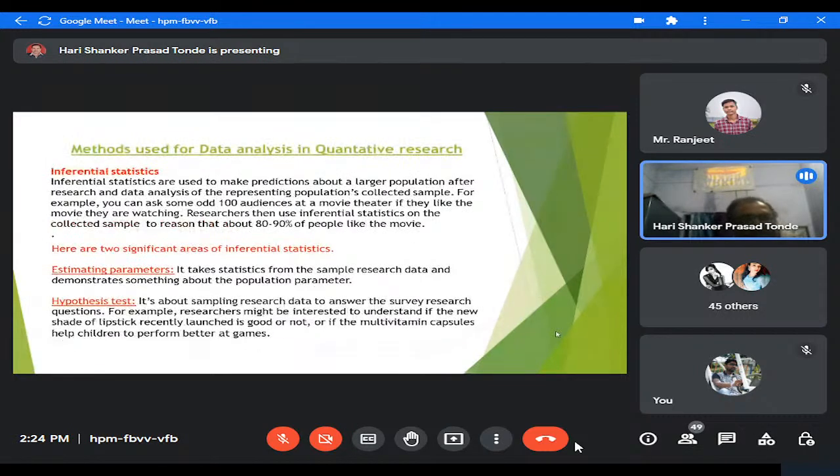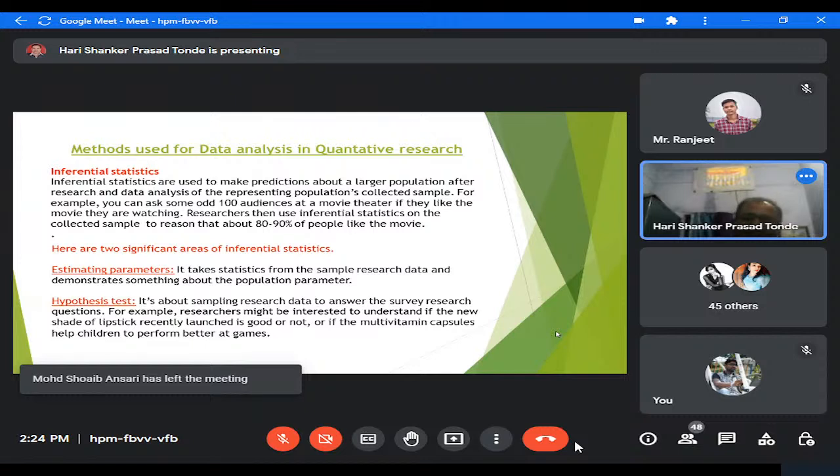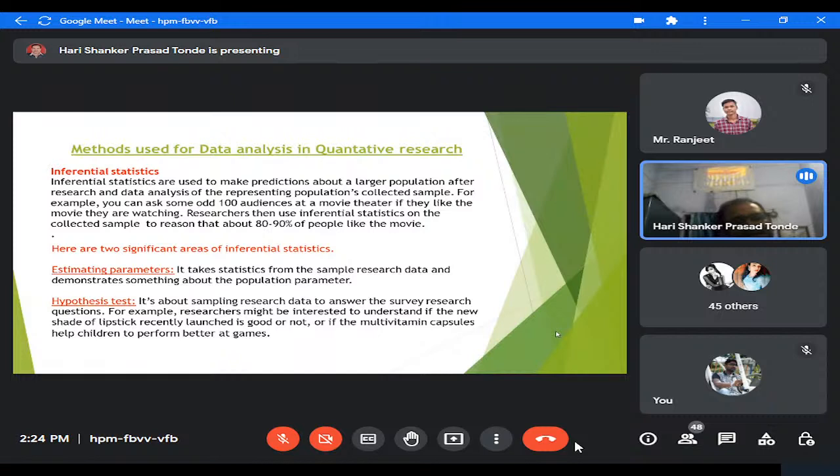Inferential statistics is also used for making predictions about a larger population after research and data analysis of the representing population's collected samples. Here are two significant areas of inferential statistics in data analysis. First one is estimating parameters. Very important thing is estimating parameters. Which parameters are useful to the research problem, which are not useful, the researcher must know. It takes statistics from the sample research data and demonstrates something about the population parameter.